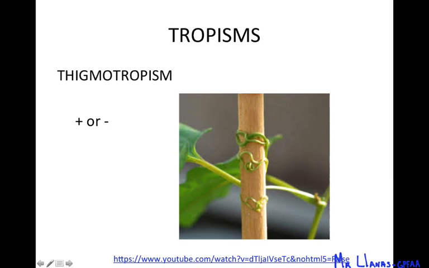Another tropism is called thigmotropism, and this is where plants actually wrap around different structures that they touch. So they'll spin around for one or two days or however long they can until they find a structure that they can wrap around and go up that structure. Okay, and they need that for support because their stems are thinner than other plants.